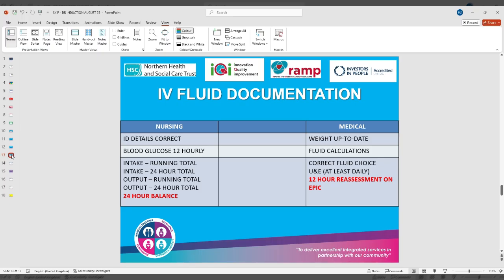IV fluid documentation on EPIC requires the nurses to still maintain hourly running intake output totals in order that we have an accurate fluid balance at shift change on a 12 and 24-hour basis. Blood glucose is monitored 12 hourly whilst they're on fluids to ensure it remains stable. And the medical responsibility obviously is to ensure that our fluid calculations are accurate based on an up-to-date weight. Correct fluid choice is applied when we are doing our prescriptions, and that we are monitoring using these and performing a 12-hour reassessment on a regular basis and documenting these in the patient chart.